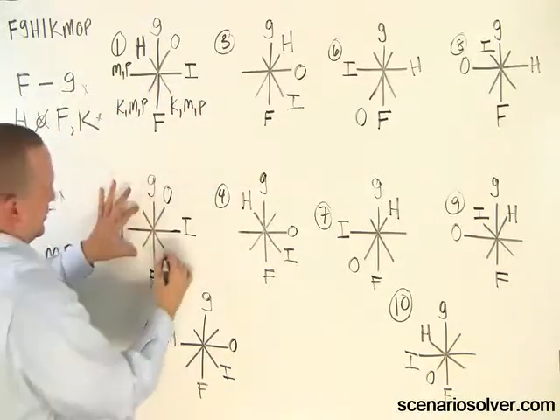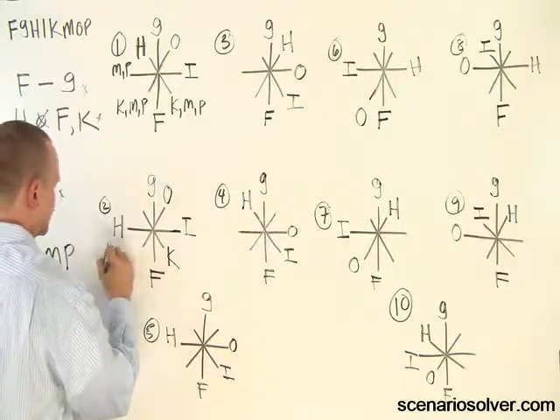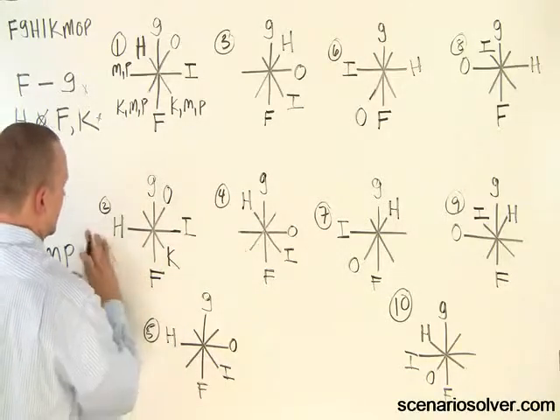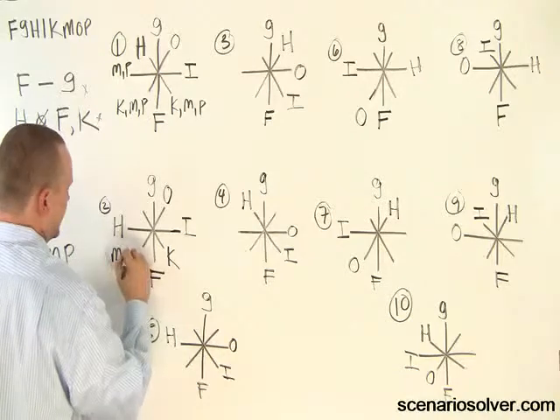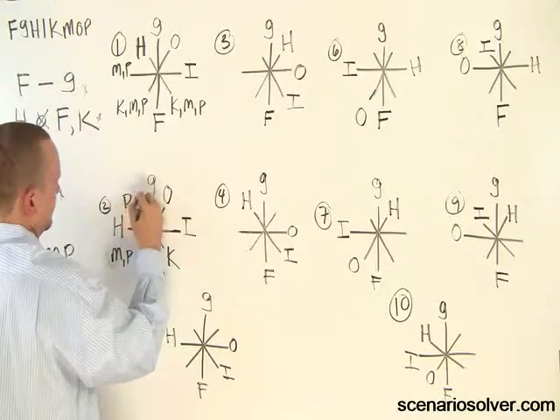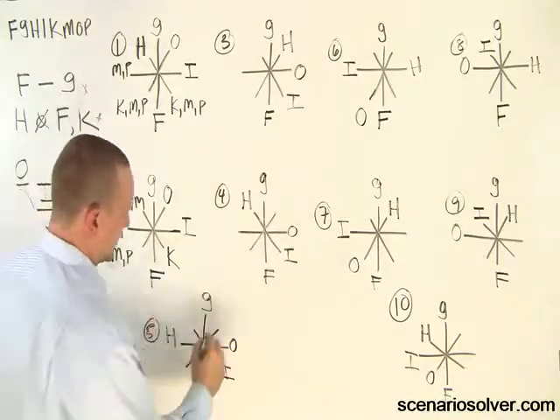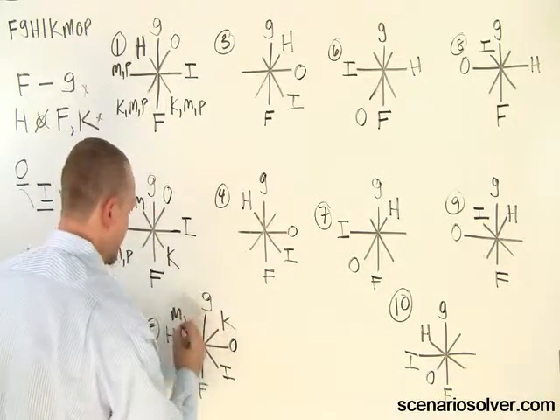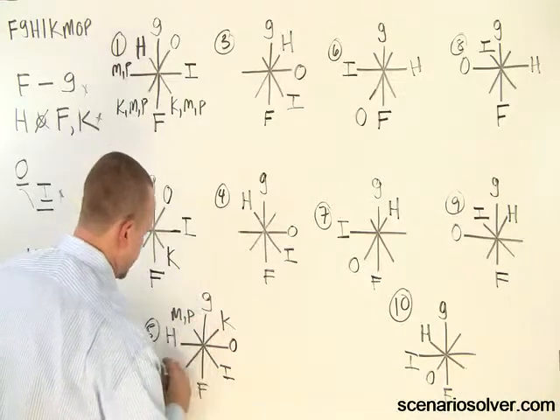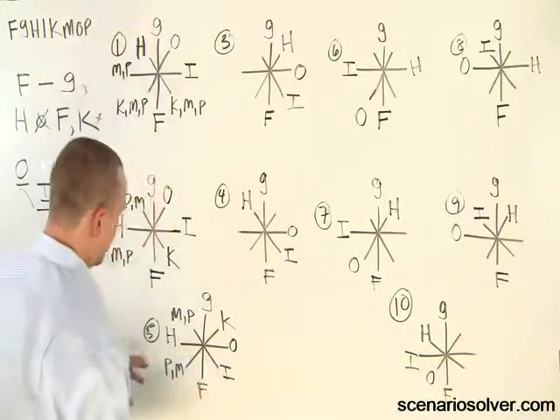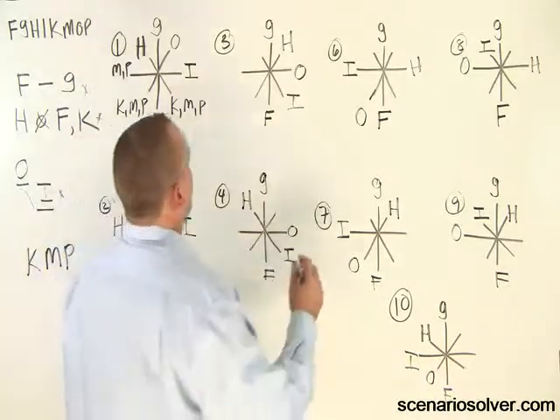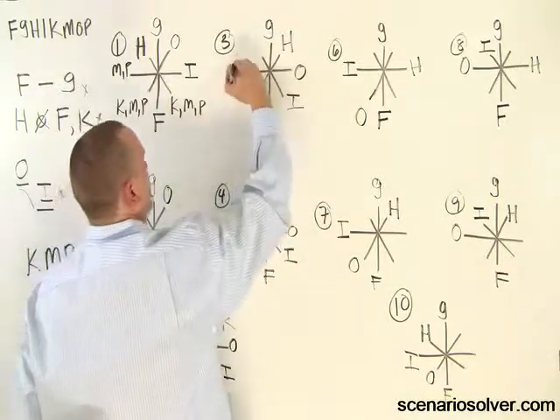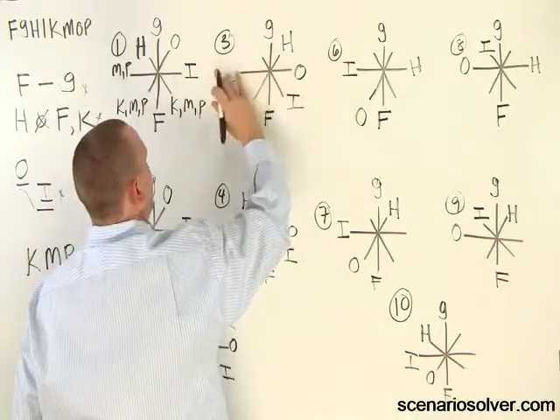Here, K can't go anywhere, so K would have to go here. And then we're just looking at M, P, P, M. Here, again, is the same situation. K cannot go next to H, so it's forced to be in one spot, and that's all that can happen here. Here is just a situation where we can have K and P do whatever we want it to do.